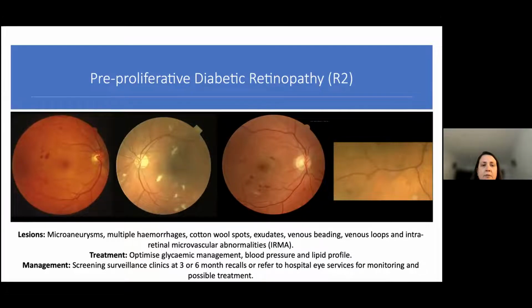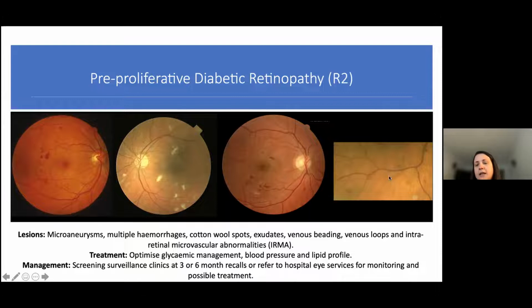Going back to retinopathy, we've got this pre-proliferative level. So we're now into the R2 stage. We've gone from those multiple hemorrhages and microaneurysms. There's a lot more hemorrhaging and cotton wool spots going on in this stage of retinopathy. We've got quite a few hemorrhages here in this eye. This eye has an awful lot of cotton wool spots. If you remember, these are the ischemic patches, so they're not being supplied with oxygen. And then in this eye, we have all of it going on, as well as some exudates.